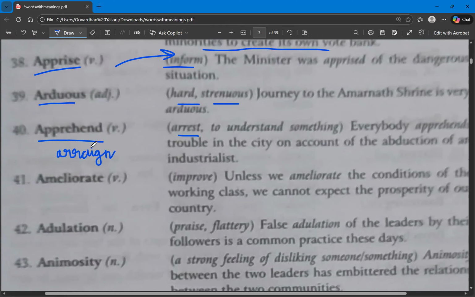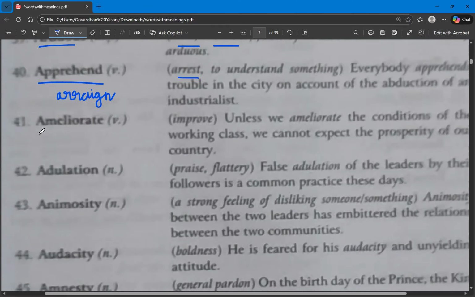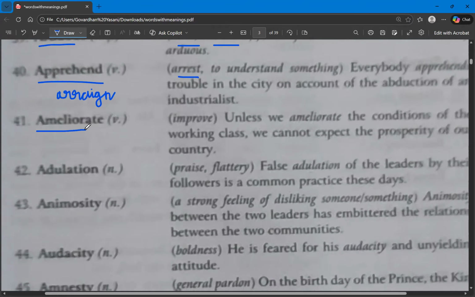Arraign: apprehend, arrest or arraign. Next, ameliorate. Ameliorate means improve, whereas amplify means explaining something thoroughly. Alleviate means lessen, relieve. These are the synonyms.